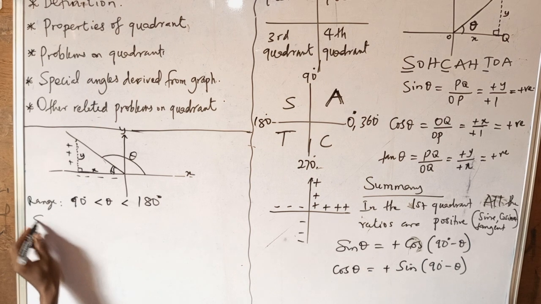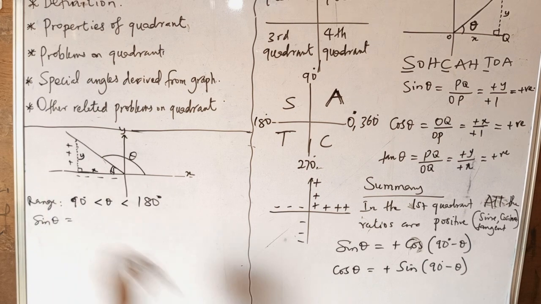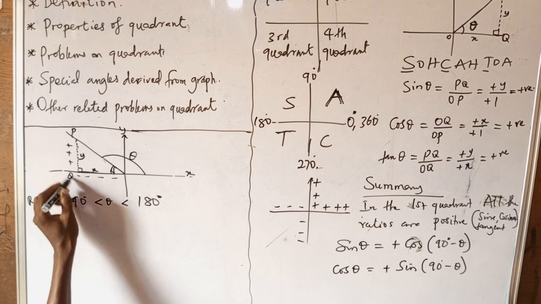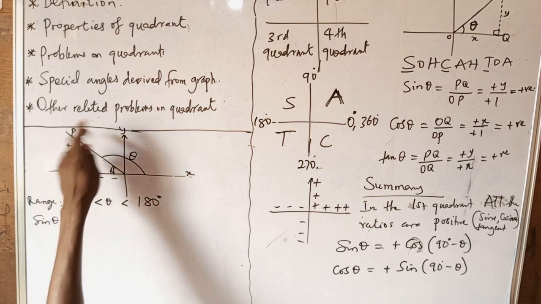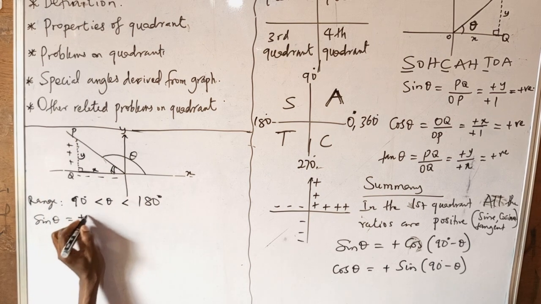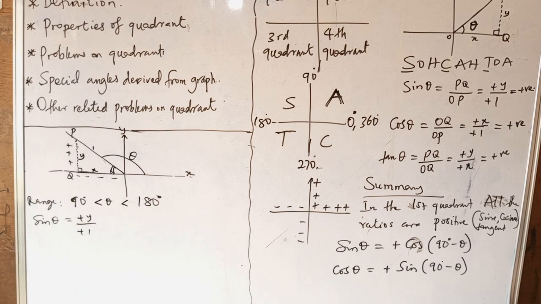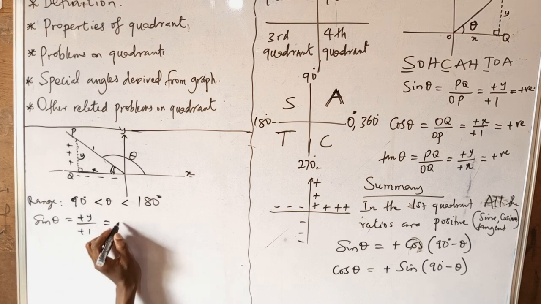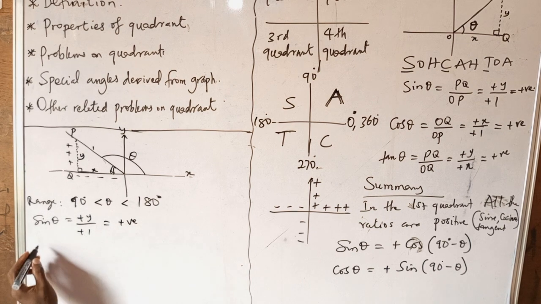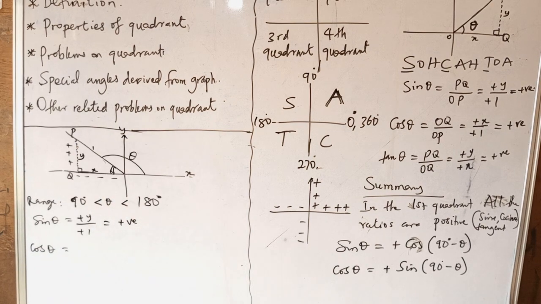Our ratio is that sine theta is equal to opposite. This is still my P and this is my Q. Opposite over hypotenuse, which is plus y over plus 1. Remember I said the hypotenuse is always taken as 1. And that will give us what? Positive. Then for cos theta, I have adjacent over hypotenuse.